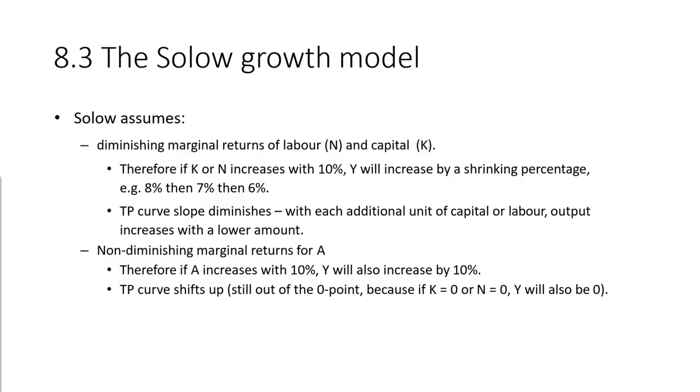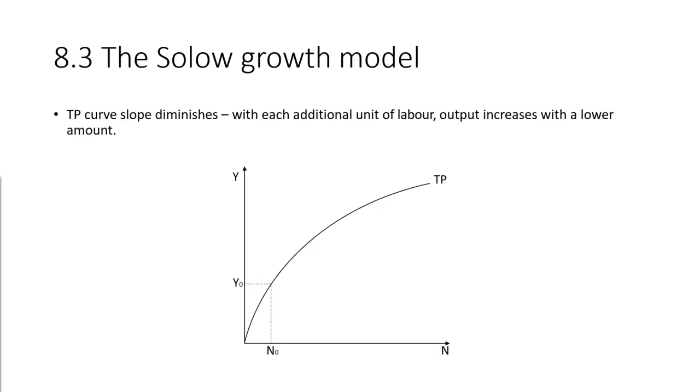And when technology shifts or changes, increases, you will see a complete shift of your total production curve, and not a move along the curve. Technology doesn't determine the slope of the TP curve, rather it determines a shift of the TP curve.